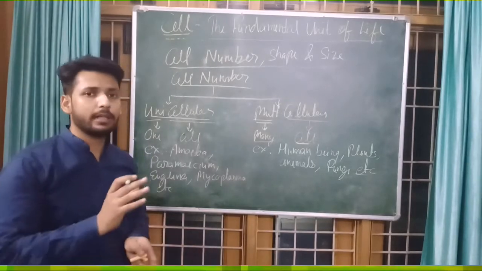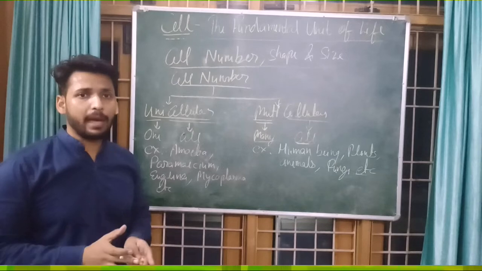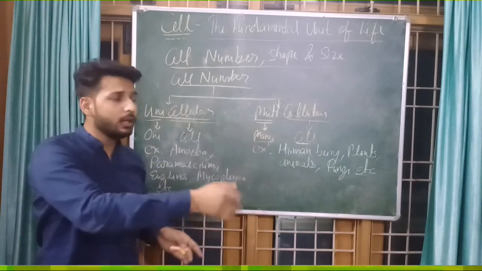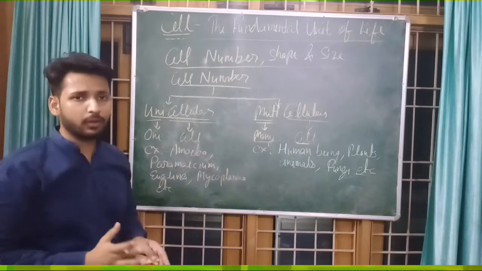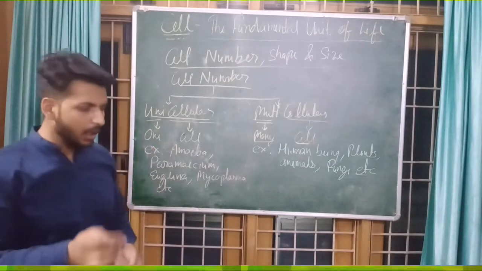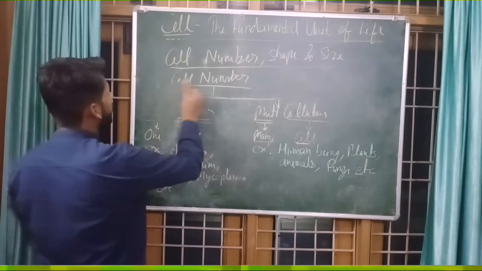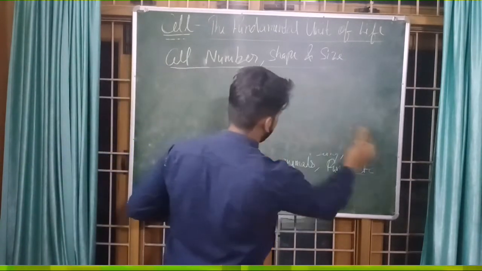In unicellular, a single cell performs all the functions, and in multicellular, many cells combine and there is a division of labour. I will explain that in the next topic, the multicellular part. First of all, we are going to cover the unicellular. We are going to study a few examples of it. First of all, we are taking the example of amoeba. Got it?